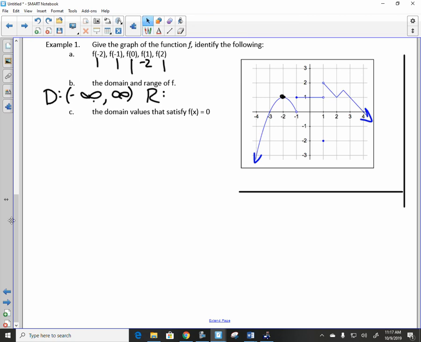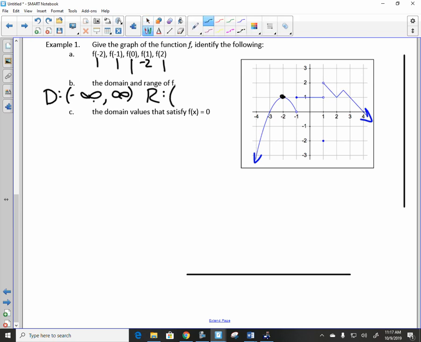Then the range, I drag that horizontal line. I start down here. Is the graph going to cross down here? Yeah? How about here? How about here? Here? Here? No. So it looks like it goes from negative infinity to 2, and not a bracket, a parenthesis.